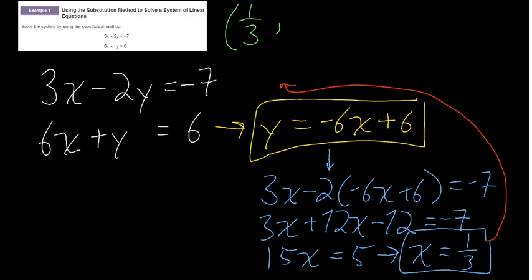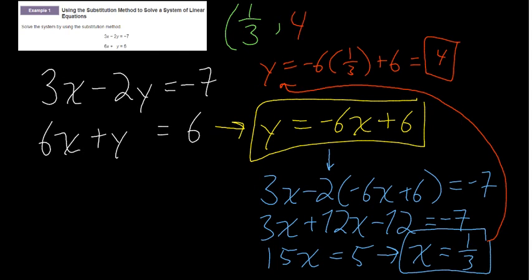Okay, so we're going to have y is equal to negative 6, and then we said x was 1/3, plus 6. Okay, well, negative 6 times 1/3 is going to be negative 2. Negative 2 plus 6 is going to be a positive 4. And so 4 will be my, let's put in green, sorry, 4 will be my y value.